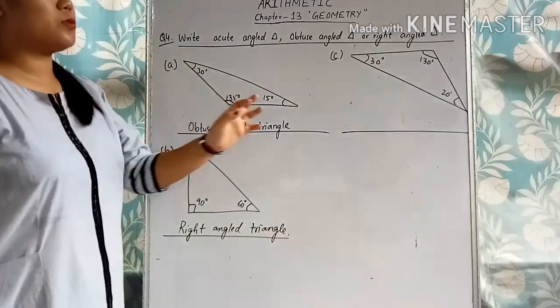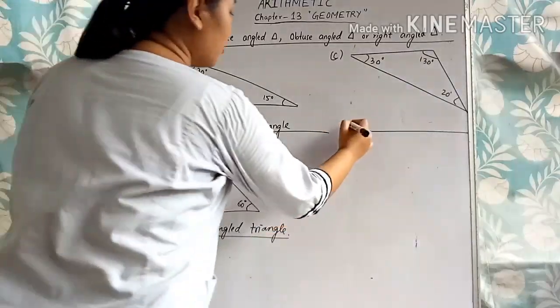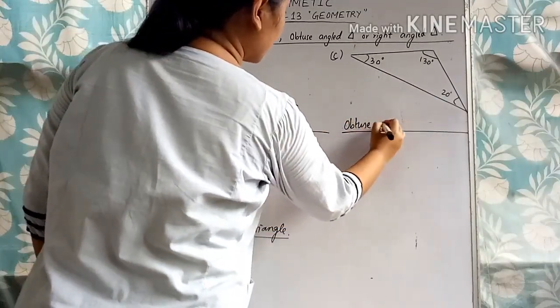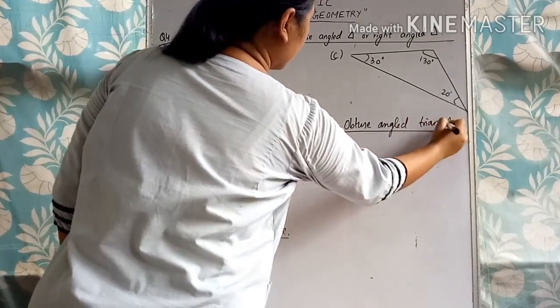And the third one also, one of the angles is more than 90 degrees. So it is also an obtuse angled triangle.